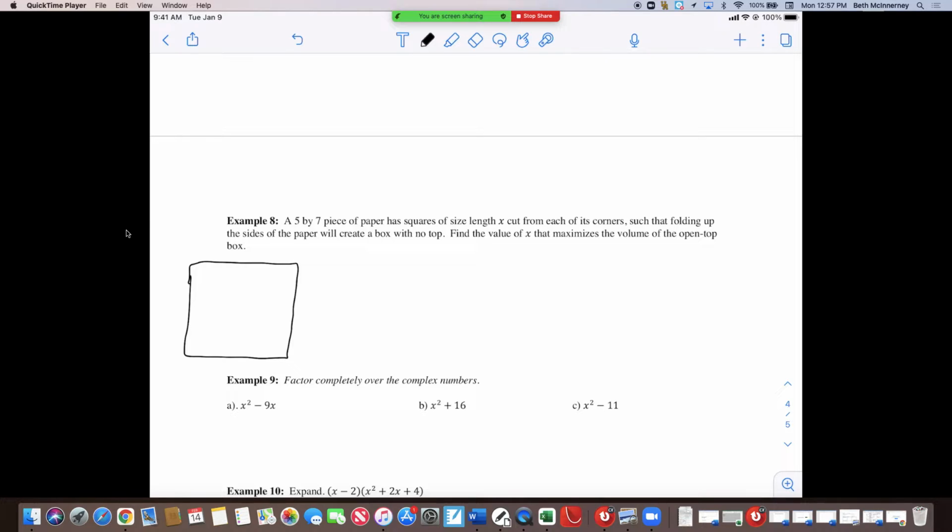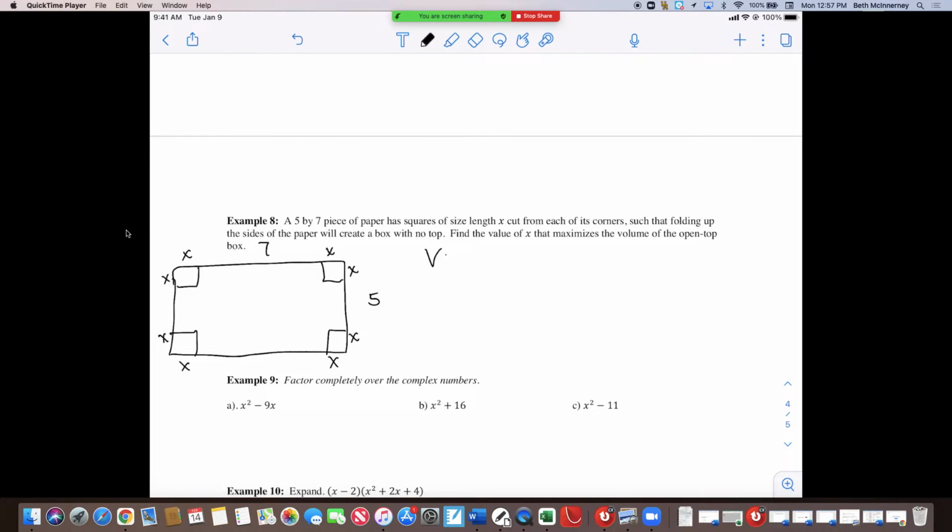So I didn't draw that very well. Let me try this again. 5x7. So this is 5 and this is 7. And what they're saying is you're going to cut a square that's x by x from each of the corners. And then it folds up to make a box. And it says find the value of x that would maximize the volume.